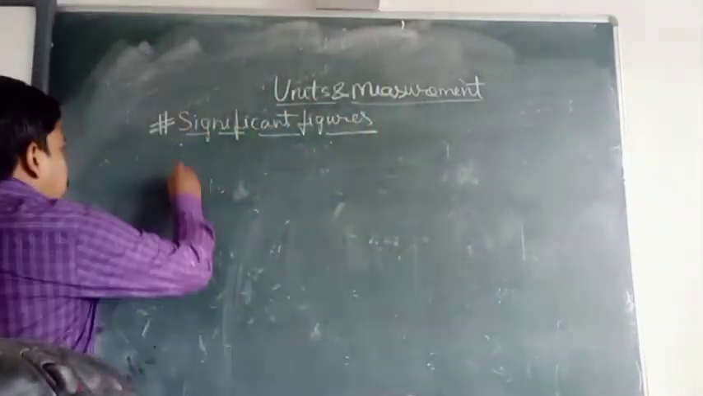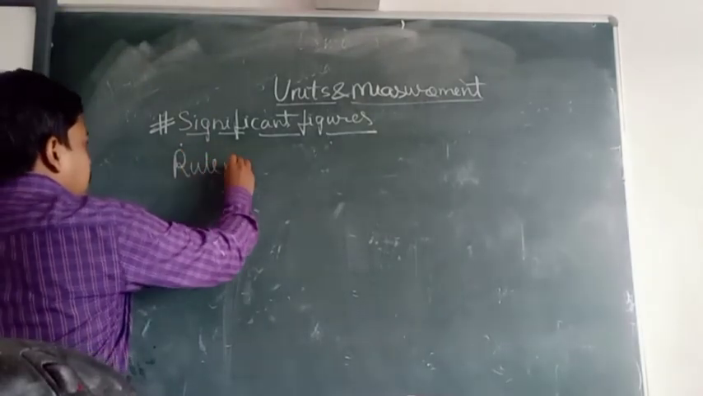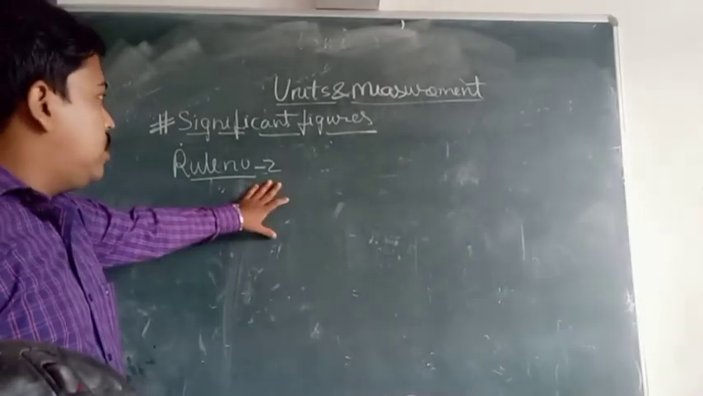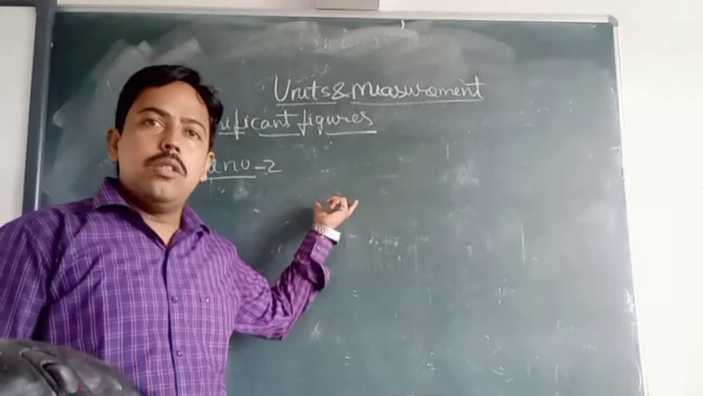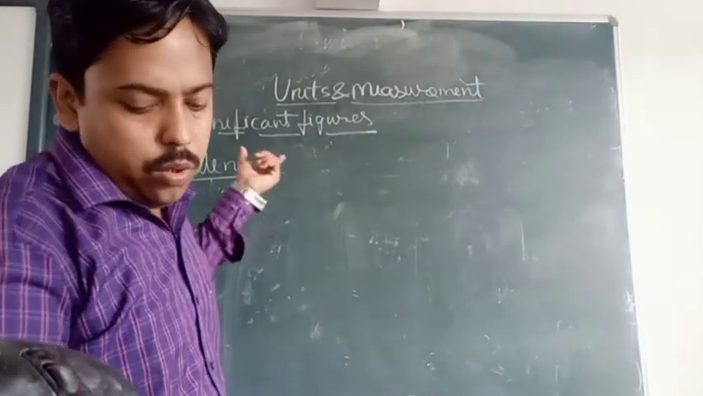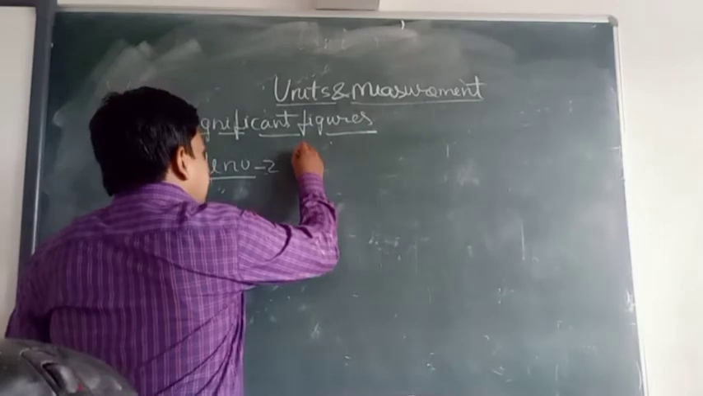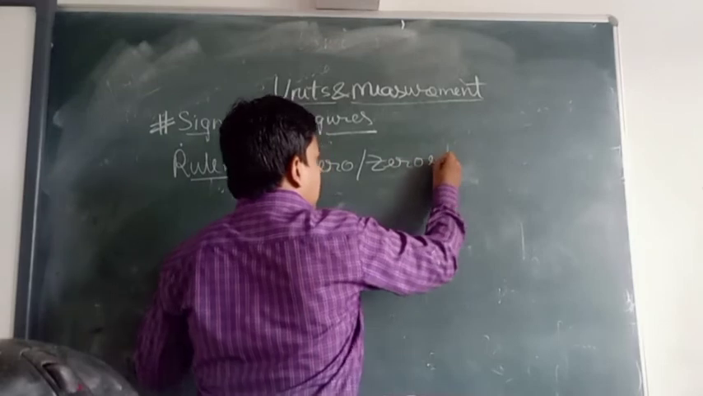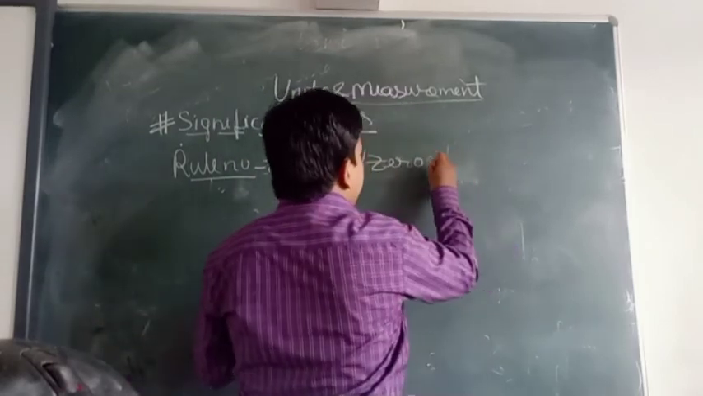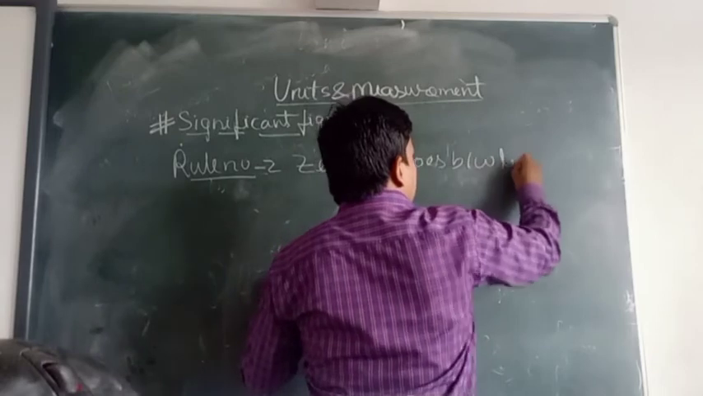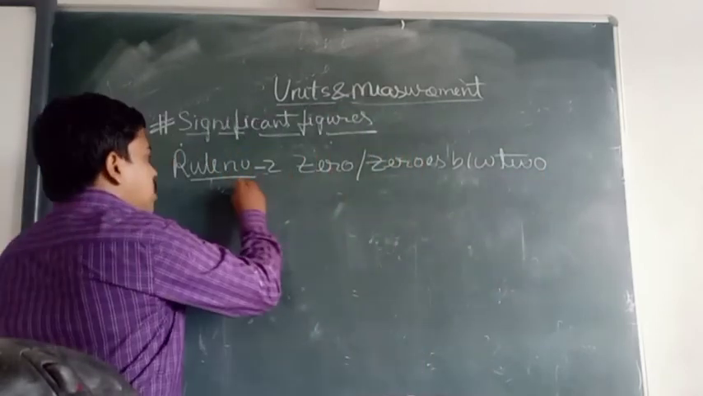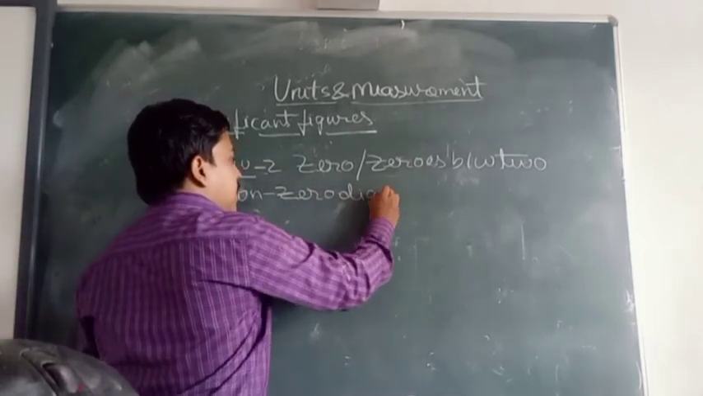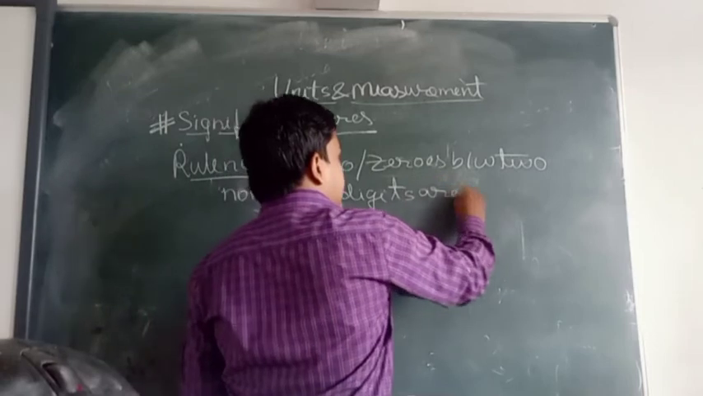So let's talk about rule number 2. It says that zeros between two non-zero digits are significant.